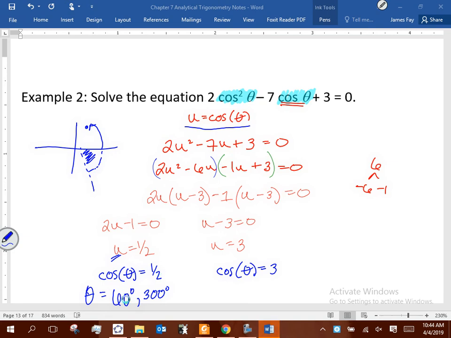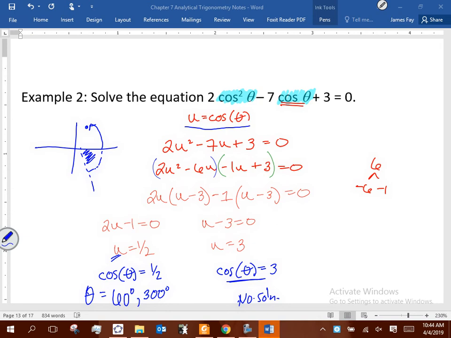And that's how you can check that. Just put that 60 in right there, calculator, type it in, get 1/2 back. Put 300 in, get 1/2 back. You know you got the right ones. Okay? This one here, when is the cosine, what is the x value on the unit circle, 3? It's not. Okay? Never is. So you get no solutions from this. That's a domain error, right? If you type it in your calculator, it's going to say domain error.